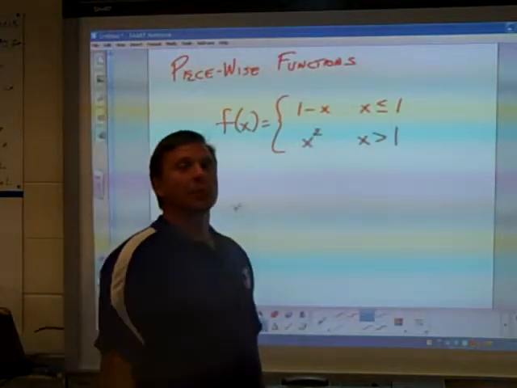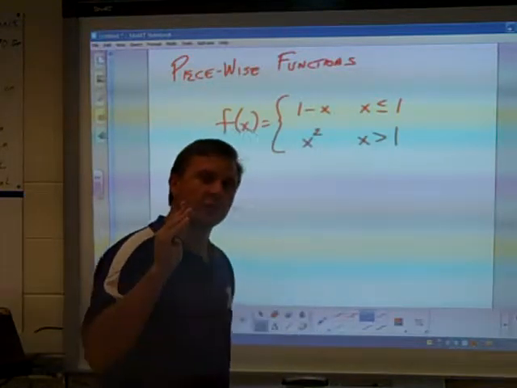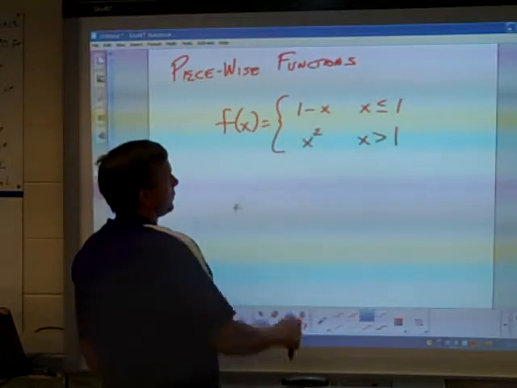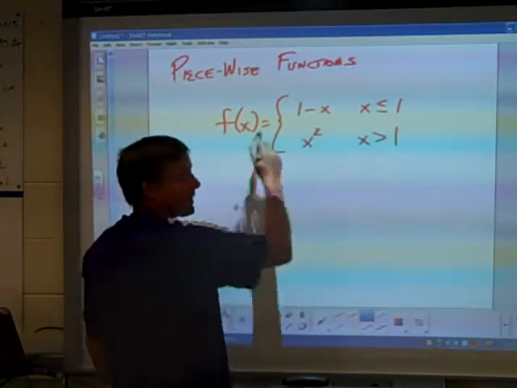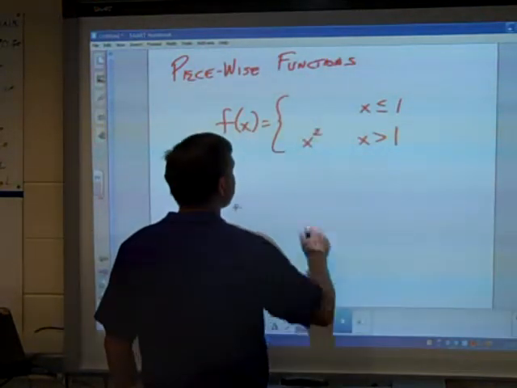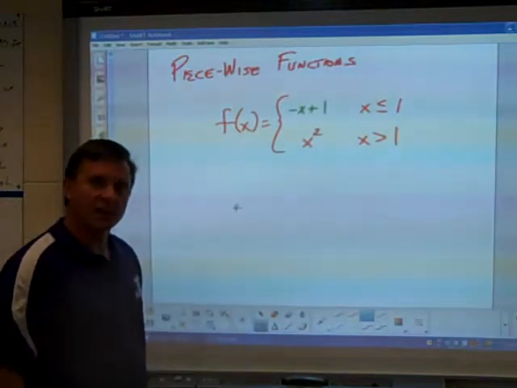So let's talk about a piecewise function. A lot of times this confuses students. You have to think to yourself, how does the graph look? And the first thing I notice here is f of x equals 1 minus x. Well, actually, I don't see it as 1 minus x, and you shouldn't either. I see it as negative x plus 1. So let's write that in green. Now change it on my smart board.